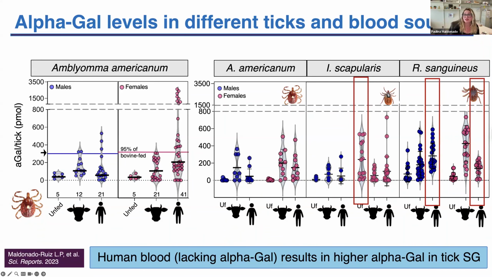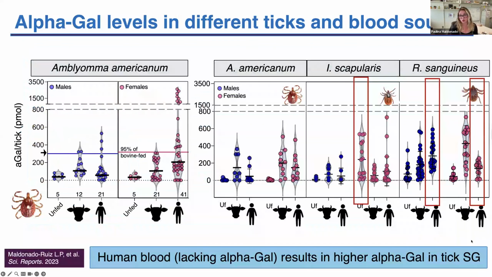The other thing is that in Rhipicephalus, we do see an increase in bovine blood-fed ticks, which we would expect if they're acquiring it from the bovine blood. But the other thing that we see is also high levels in human blood-fed ticks. Now, the other interesting pattern is that in Rhipicephalus sanguineus, the males are actually the ones that have higher levels than the females.